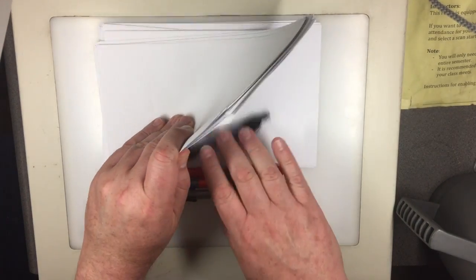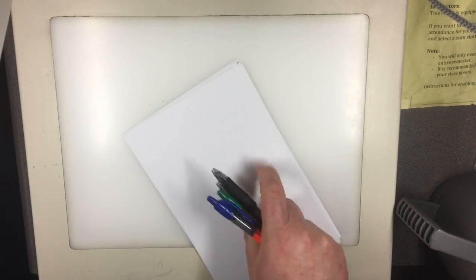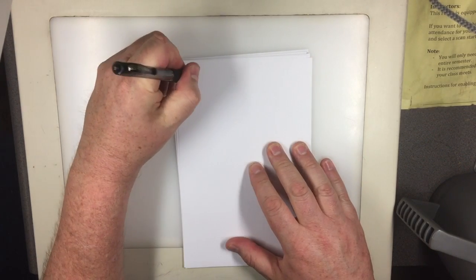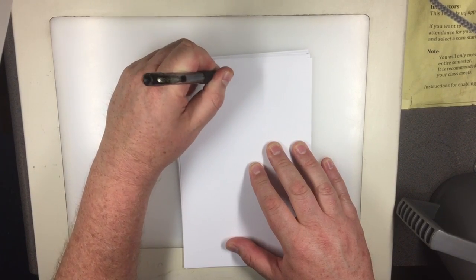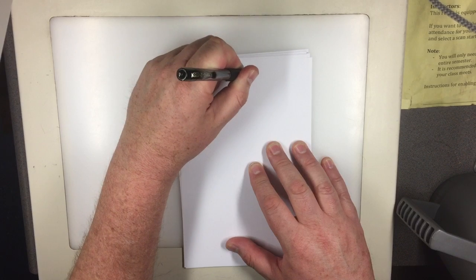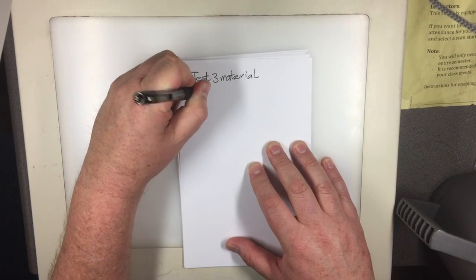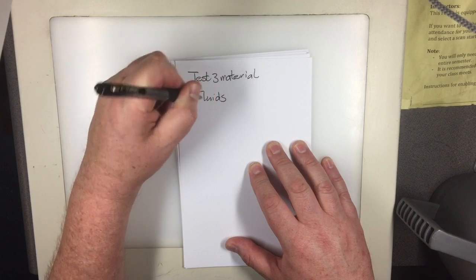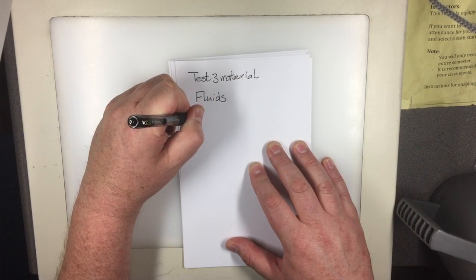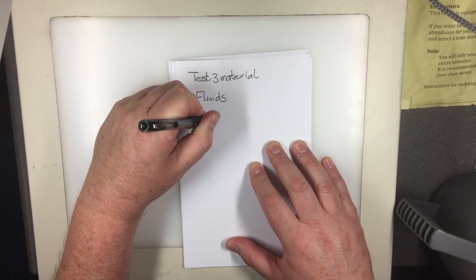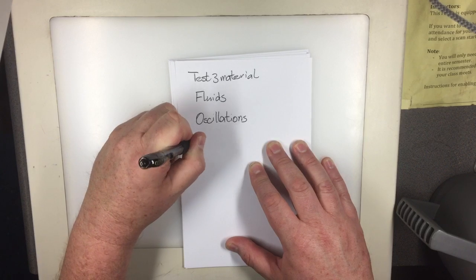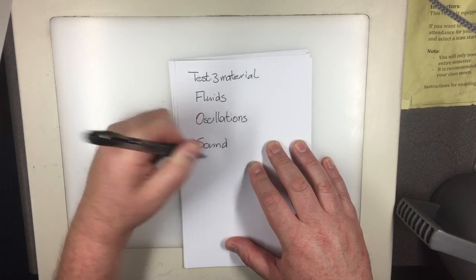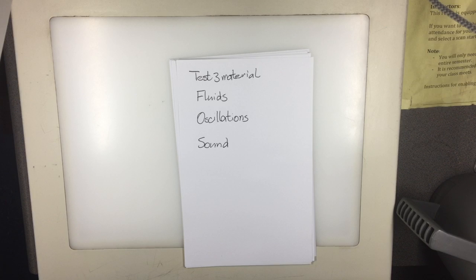Well, for test 3 material, we have fluids, we have oscillations, and we have sound. And so those are going to be the 3 major areas.